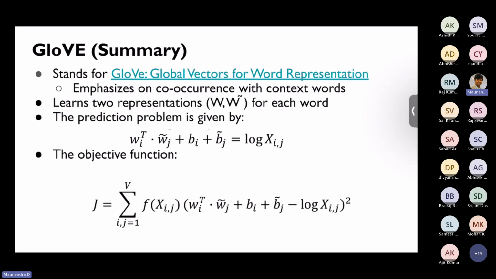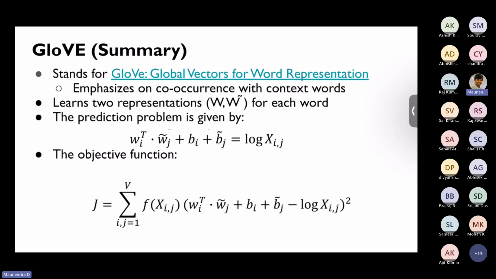If two words i and j are co-occurring many times, we want the prediction to be more accurate, so this f value is high. If the prediction is off, it amplifies and the overall loss is bad. On the other hand, for words which occur fewer times, we can afford a larger misprediction error. So this is how this objective function has been defined.